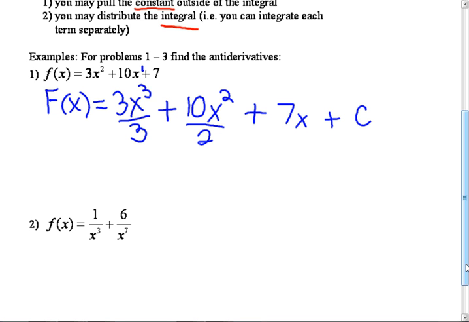And that's it. Now, how would I know I did it right? Just take the derivative and see if I did it right. The 3's would cancel here. I get 3x squared. The 2's will cancel. I get 10x. The derivative of 7x is 7. And the derivative of my constant is nothing.